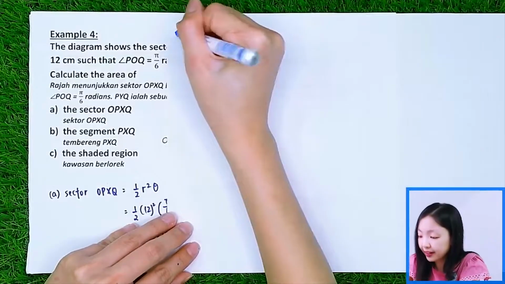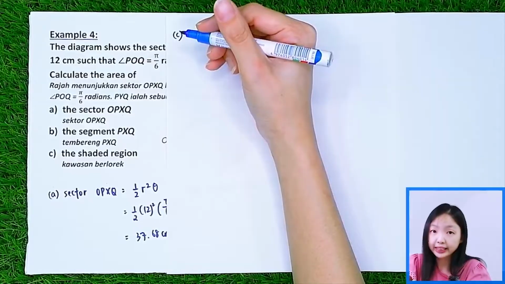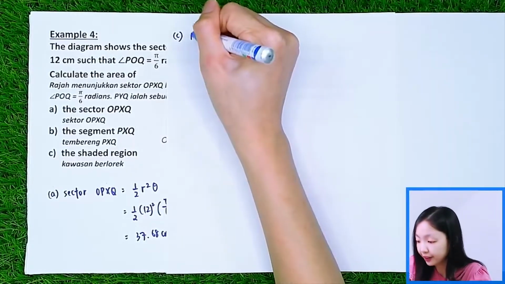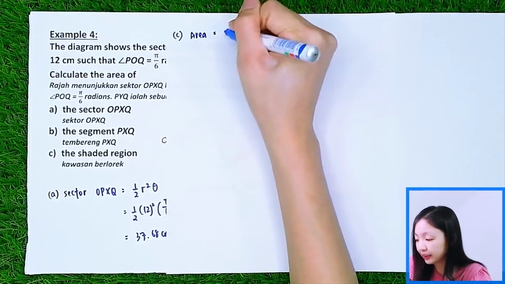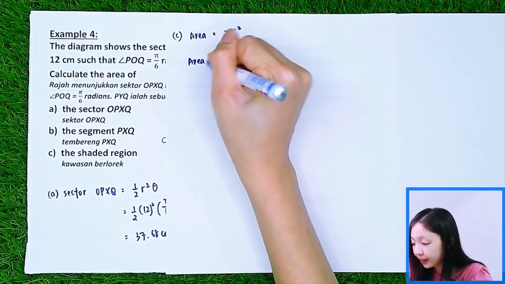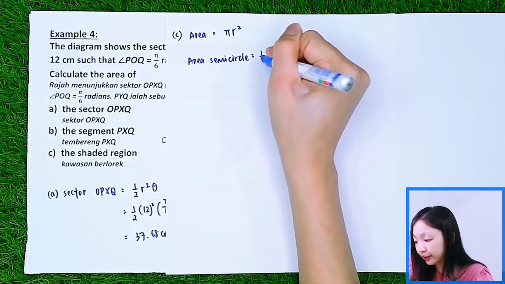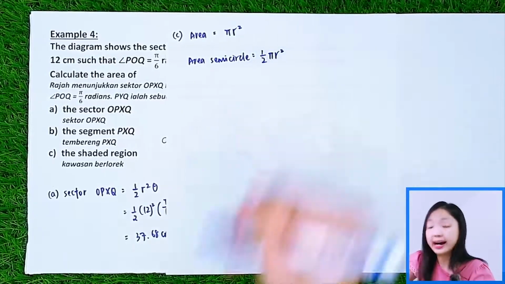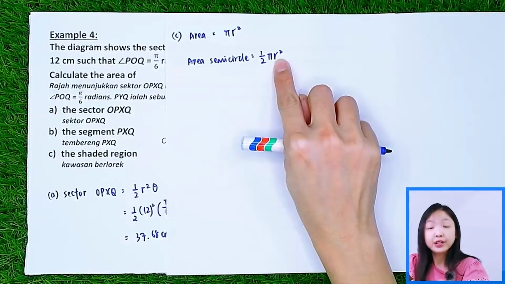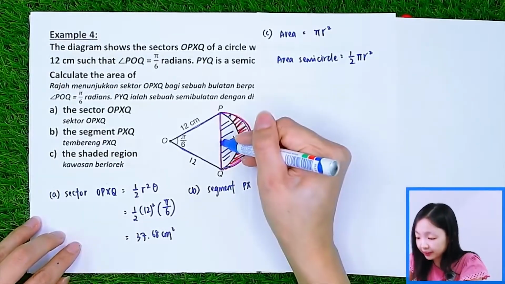So how can I find the area of the semicircle? For one whole circle, what is the formula for the area? The area of the whole circle is equal to pi r squared. So the area of a semicircle is equal to 1 over 2 pi r squared. Now we have to find the radius of the semicircle. So how can we find the radius of the semicircle?